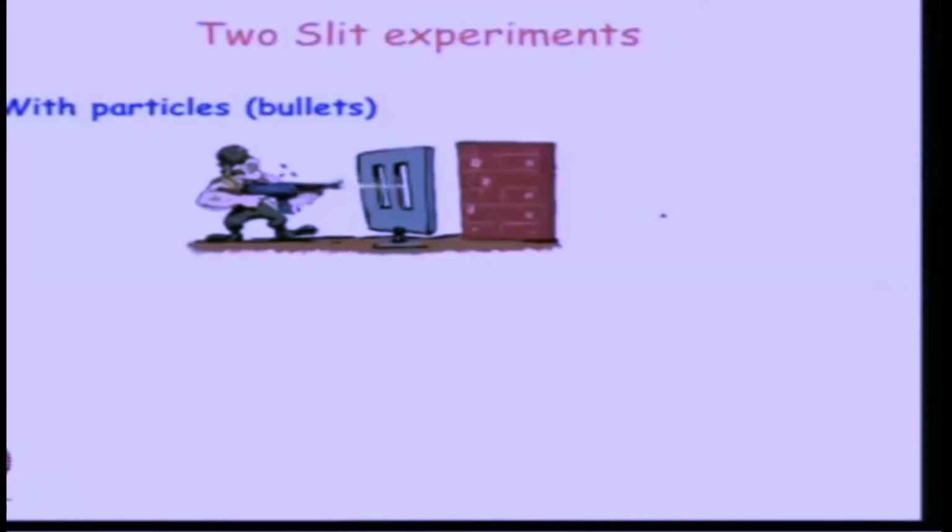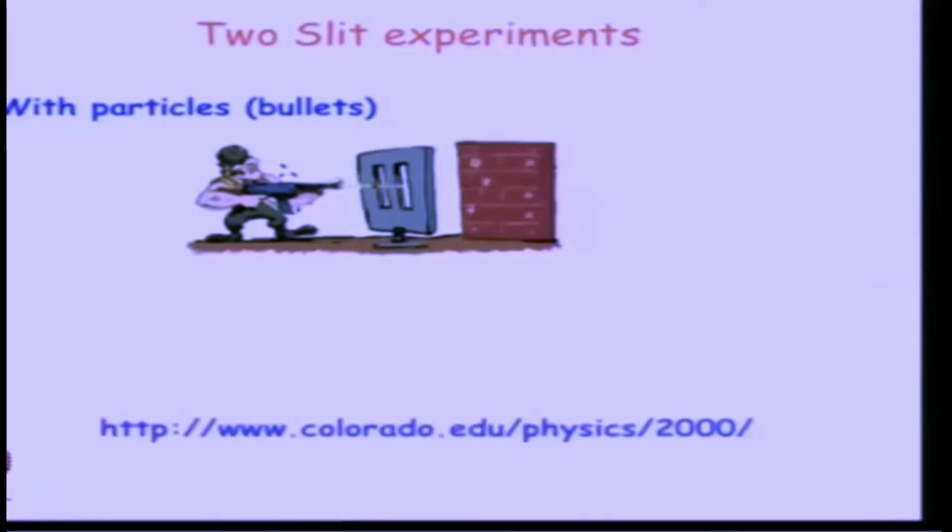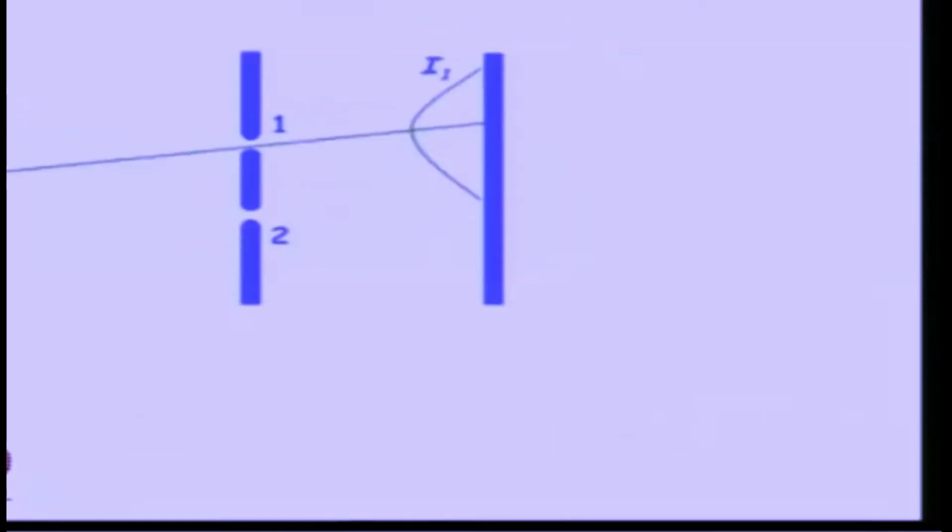There he is shooting out the bullets, and in fact this figure is taken from that particular website. So here is a schematic arrangement of the results that you will obtain. There are these two slits, and I am going to imagine that only this slit, that is slit number 1, is kept open while the other slit is kept closed.